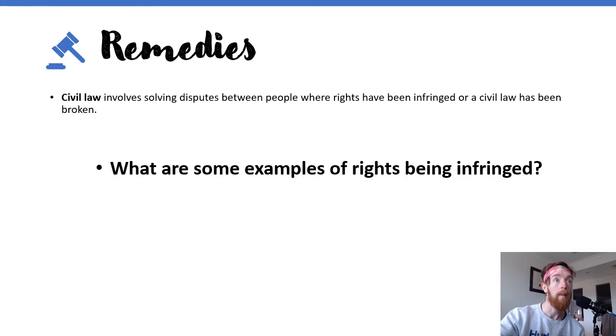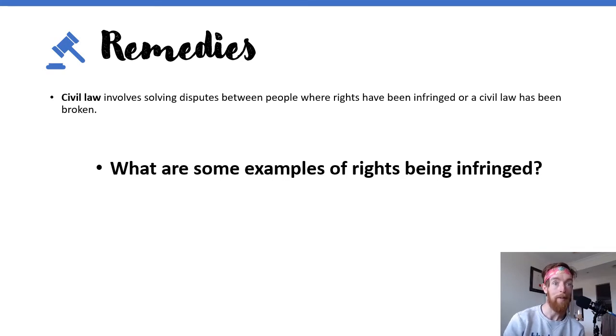So, what a remedy is. Civil law looks at solving disputes between people where rights have been infringed or a civil law has been broken. So what are some examples of rights being infringed? Well, if you look at the world at the moment, a lot of people think their rights are being infringed by the lockdowns that exist and being told to wear a mask. And they're quoting the Human Rights Act of 1948, and they're wrong because the Public Health Act supersedes that and overpowers a lot of it. So let's not worry about that.